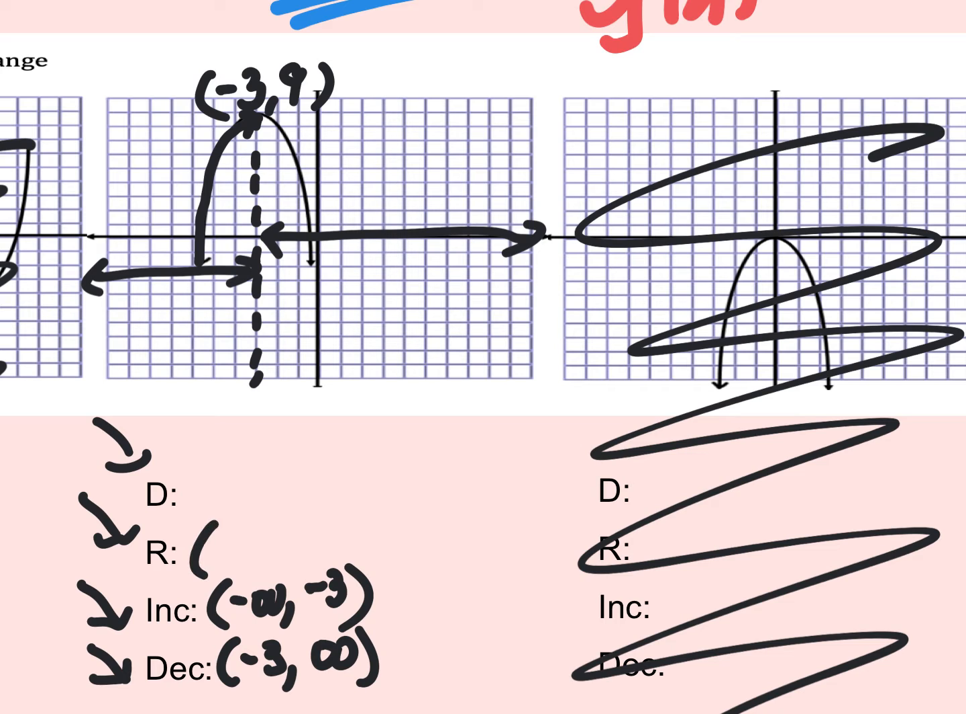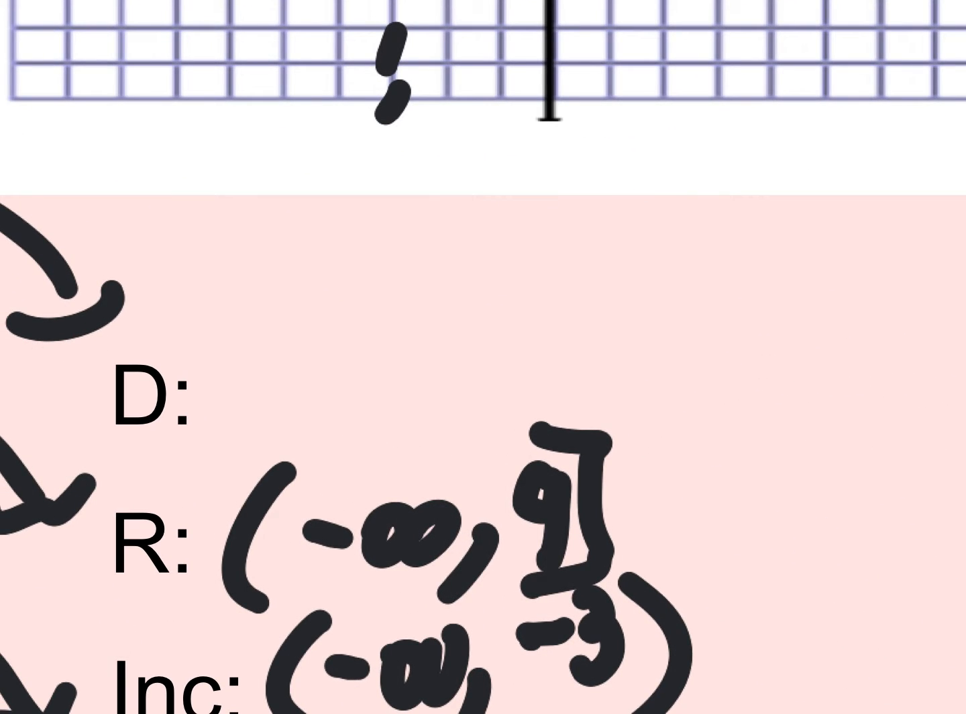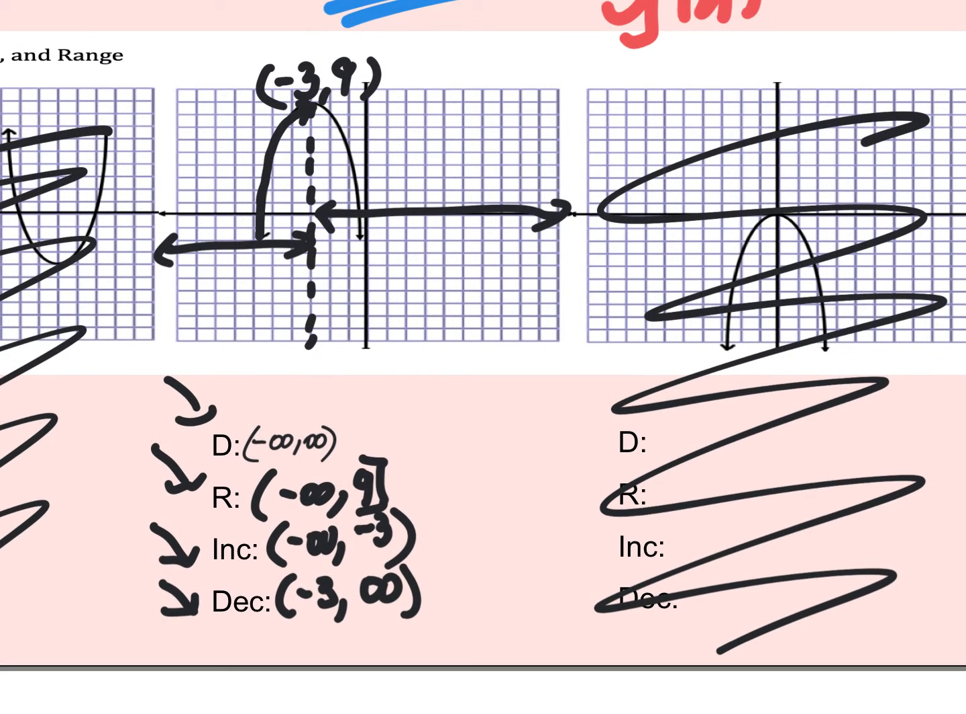The range from low to high, the lowest this goes, negative infinity. The highest this goes, 9. Bracket. I bet a lot of people forgot the bracket. And a lot of people would have said negative 3 instead of 9. The range goes with the y. Here's the easiest answer on the whole test. What's the domain of a parabola? It's always this. Always, always, always. Because they go forever and they go like this. If you flip them upside down, they still go forever in both directions. Okay? So that's the easiest answer on the test. All right, move on.